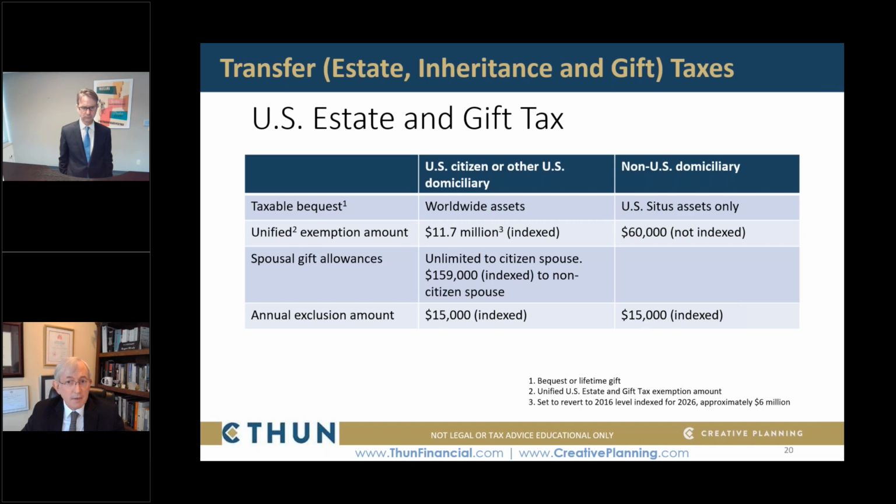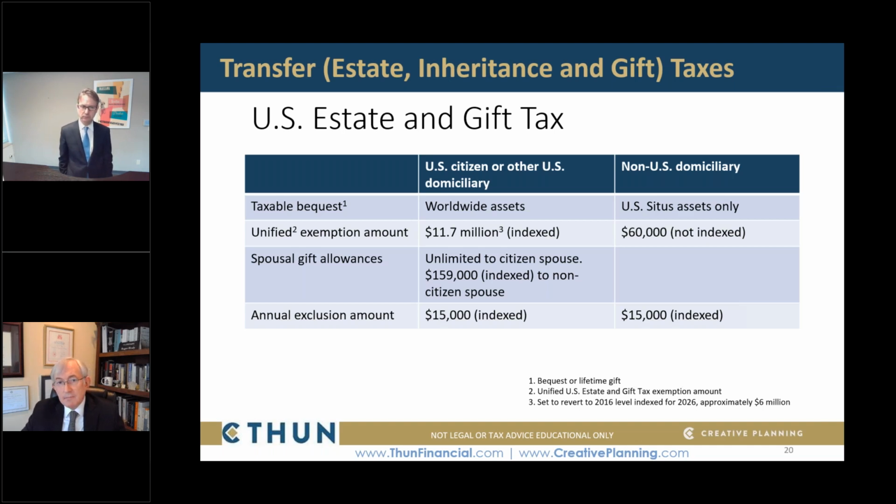Now, if you're not a US domiciliary, the amount is only $60,000, and that's not indexed, and that has not changed in a very long time. So that's often a big flashing red light, a big warning sign for many people. $60,000 of US situs assets, and the balance will quickly become subject to US estate tax at 40%.